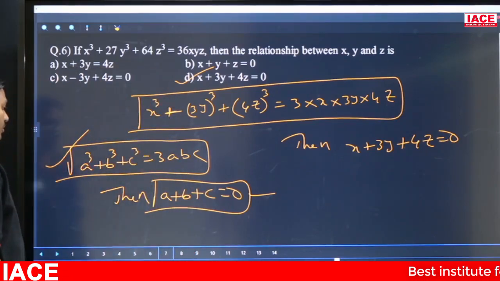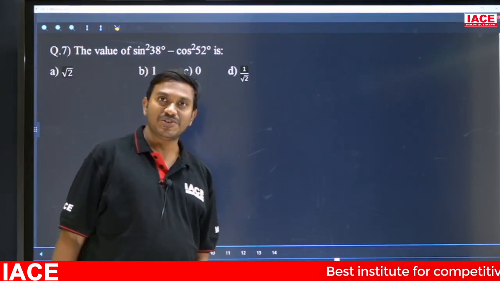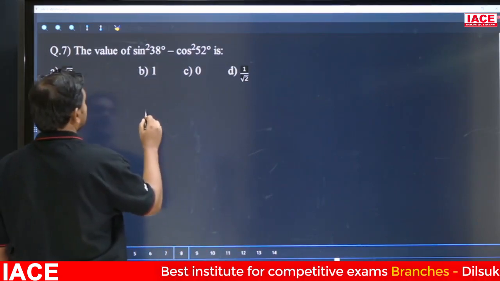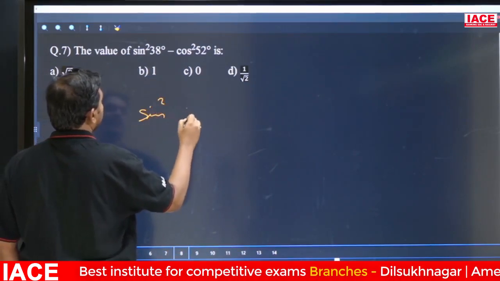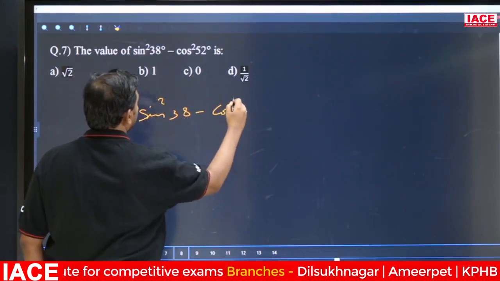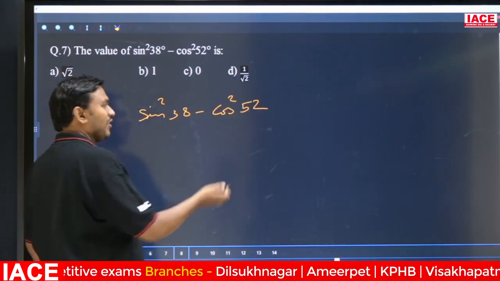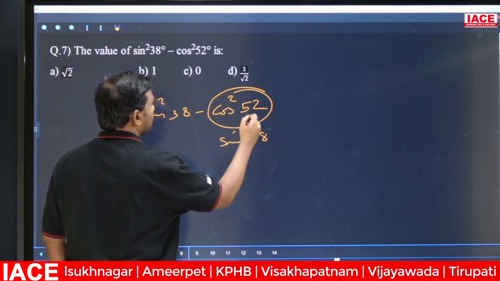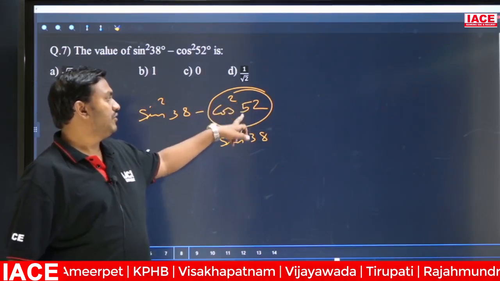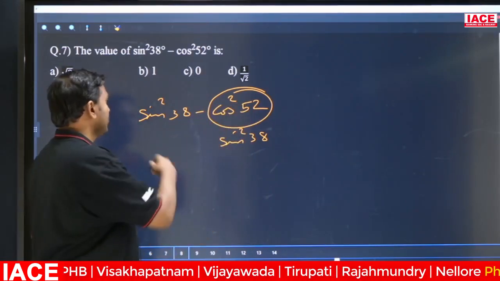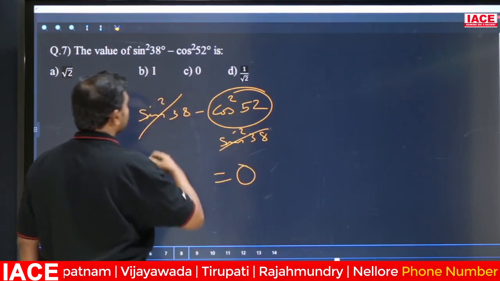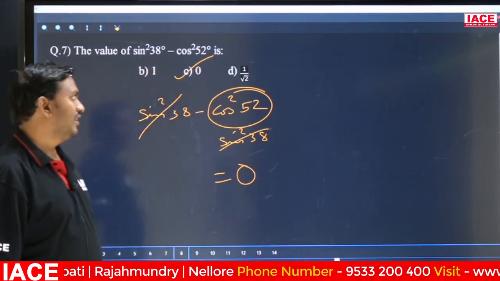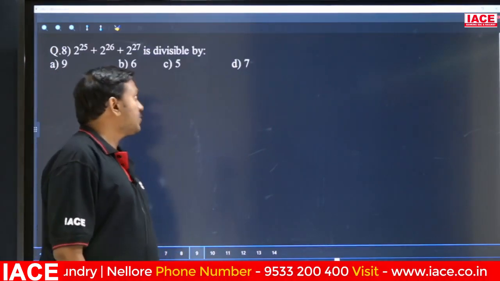Okay, right. Question number 7, again a trigonometry question, a very simple question is given. Sine square 38 minus cos square 52 is given. Convert cos into sine. The sum should be 90, so cos square 52 we can write as sine square 38. So sine square 38 and sine square 38 are both cancelled. So the answer is how much? 0. Option C is the right answer. Small question, very simple question. Okay, right. Next one, question number 8.